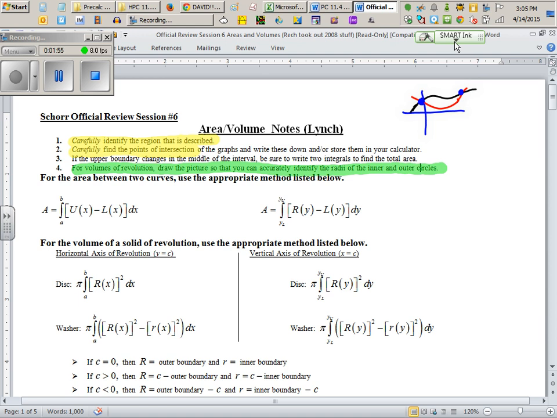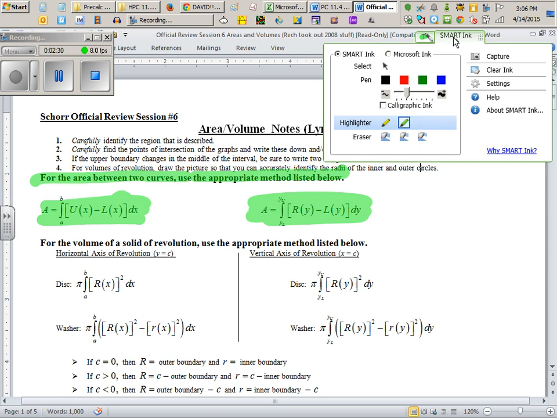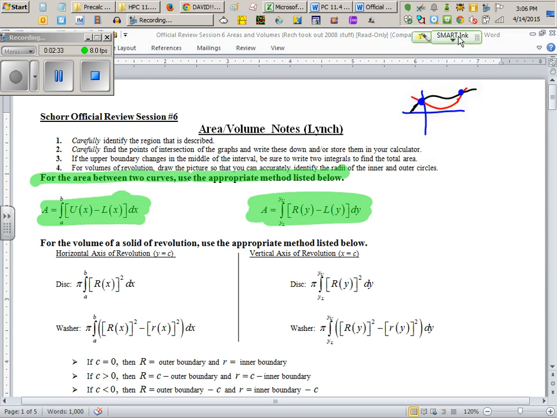Okay, if you're a formula person, you like a lot of formulas, you can rely on these formulas here. A equals integral from A to B, upper function minus lower, or right function minus left. The first is for the case of finding area between two curves that are given explicitly y equals something, and this second is used when you're given two curves and it's written as x equals something, if that makes sense. Okay, and then for volumes, so these two are for area here in green.